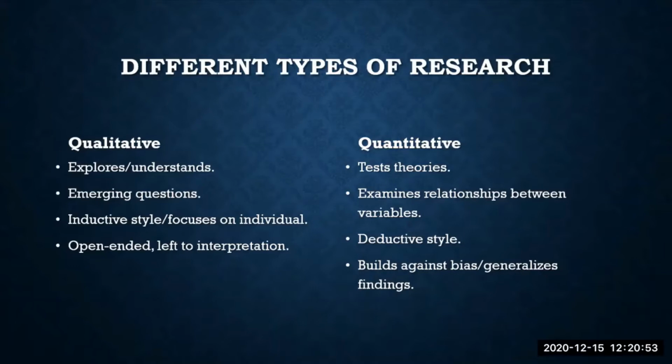For qualitative, you have an inductive style that focuses on the individual. The quantitative is more robust, and it provides a deductive style of logic. When you think about the comparisons between qualitative and quantitative, qualitative is open-ended, left to interpretation. Quantitative builds against bias and generalizes the findings.